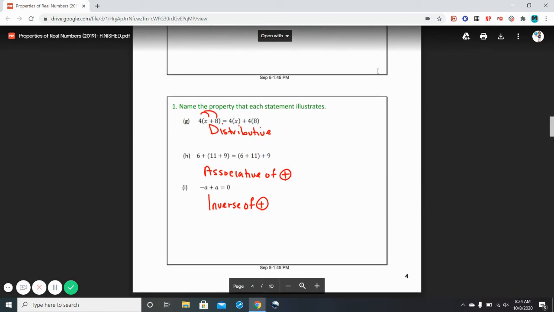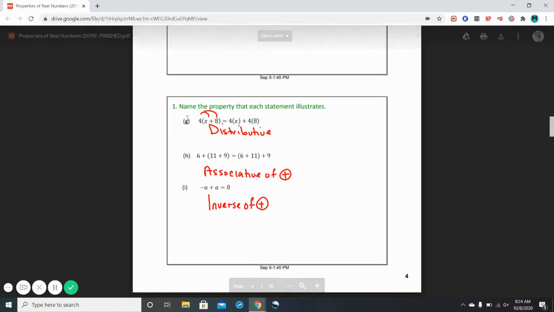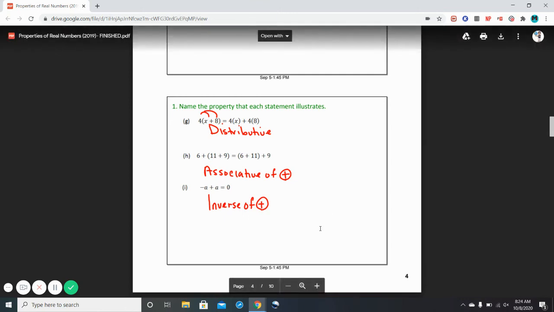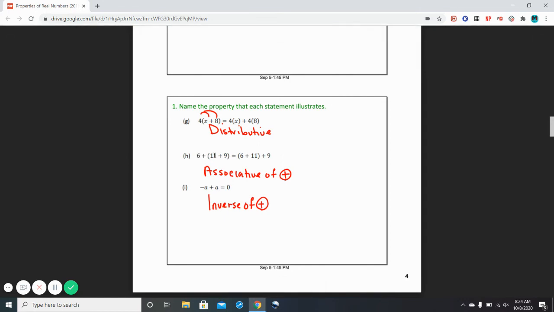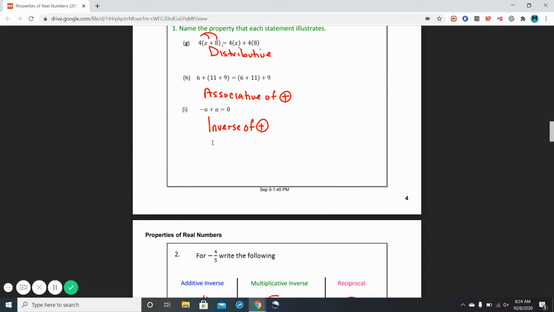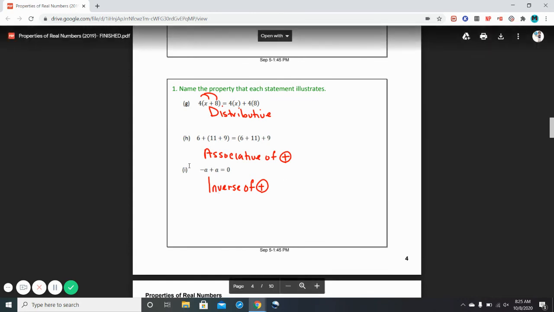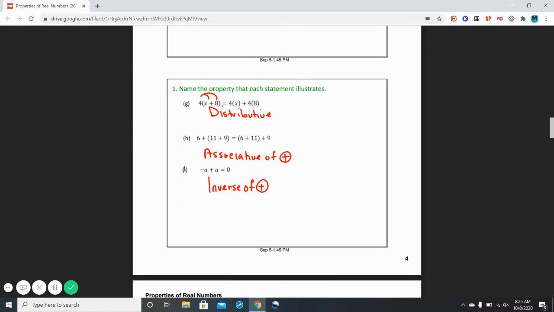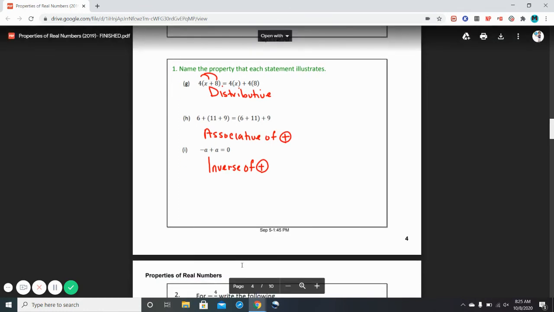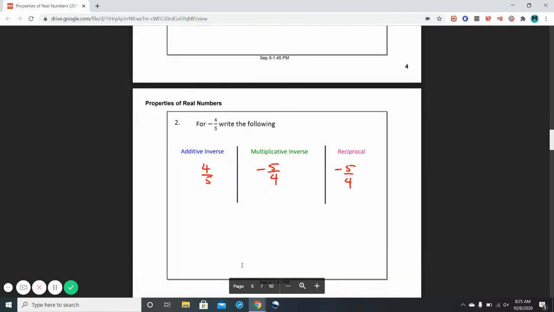Next up, name the property. This is the distributive property. 4 times x, right here. 4 times 8, right there. Next up, you then have the associative property. We went over that on my whiteboard. You have the same 3 numbers, just where the parentheses are changes. And then you have the inverse property of addition because any negative plus a positive gets you 0.